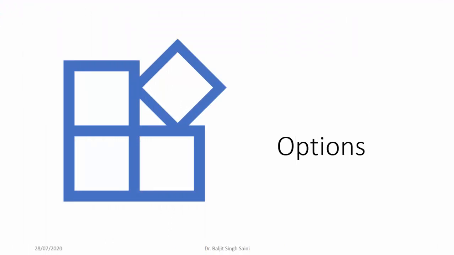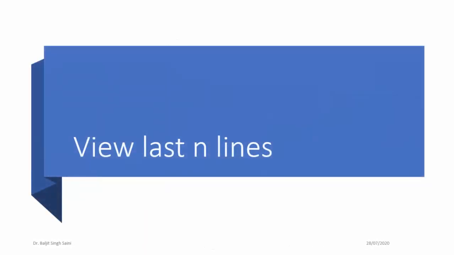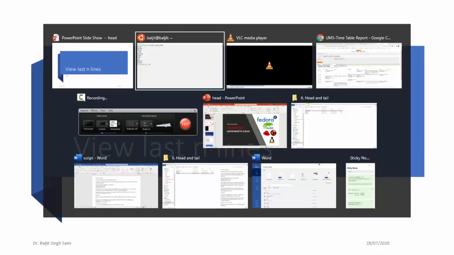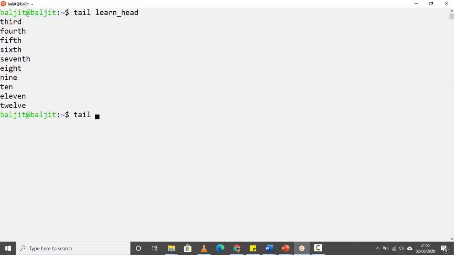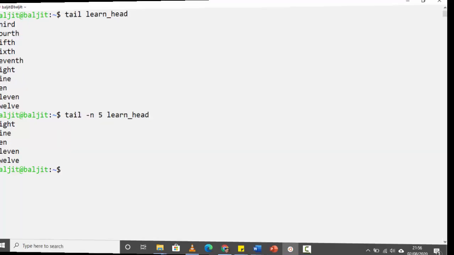Now let's learn about some options to use with the tail command. So what if you want only the last 5 lines? Similar to head, the option is -n. So you write tail -n, the number of lines you want, let us say 5, and the file name. There you go, the last 5 lines. Try this question on your own.